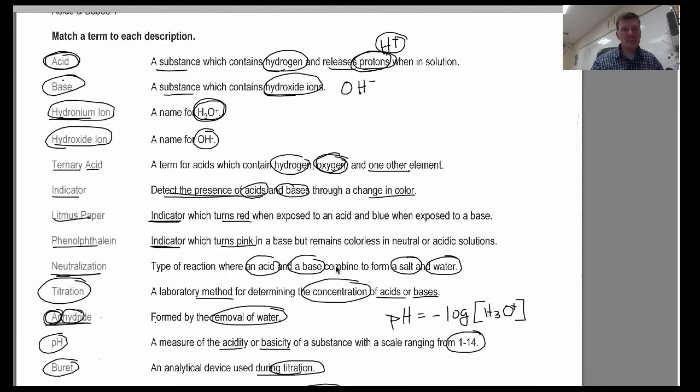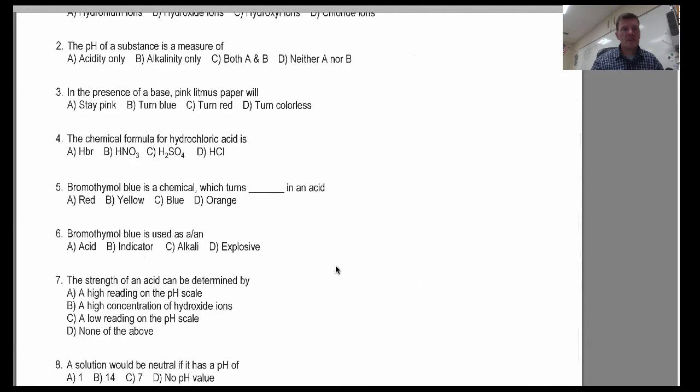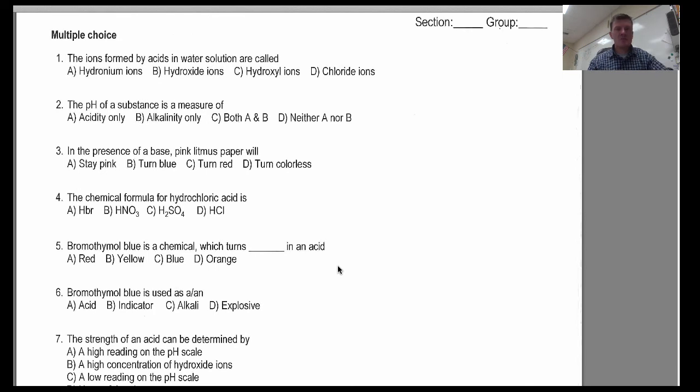Let's finish this up, ladies and gentlemen, by answering the assessment questions that are here in order to indicate whether you understood the information in this lab. The pH of a substance is a measure of both acidity and alkalinity. Alkalinity is another way to say base, basic, okay? So it measures both acidity and alkalinity.